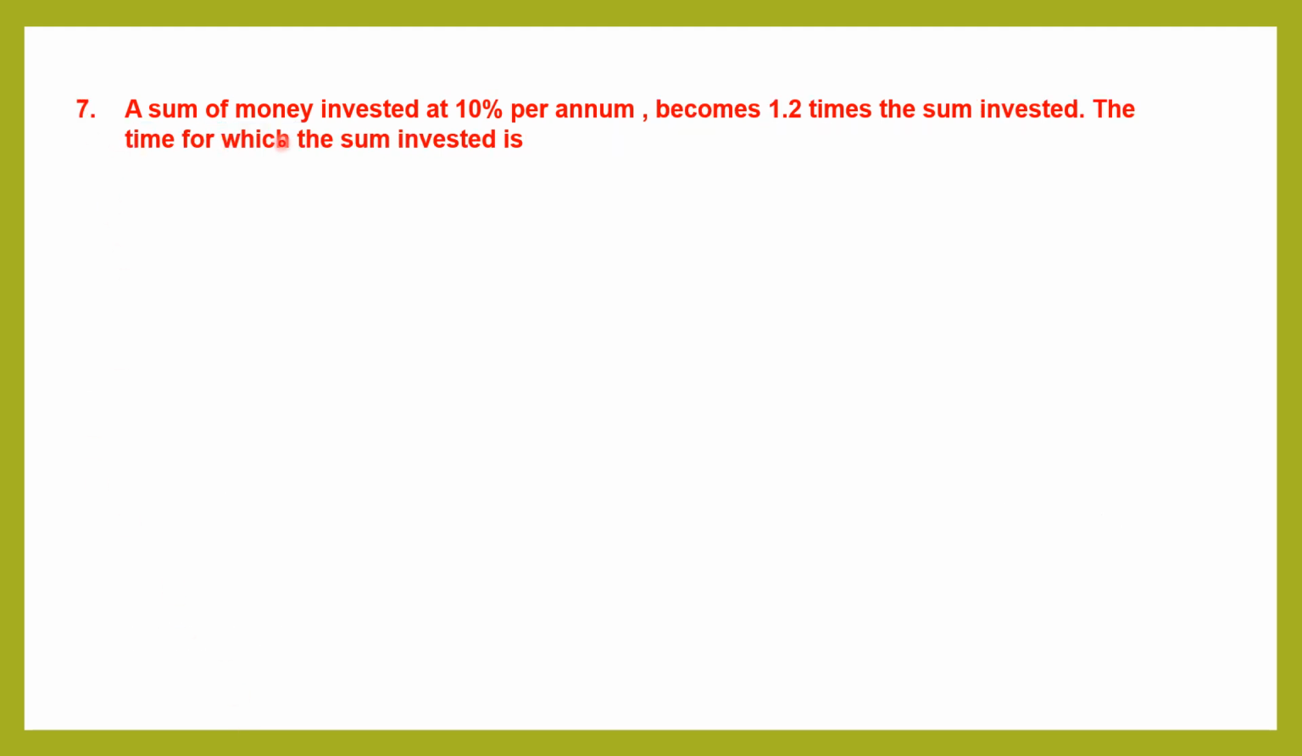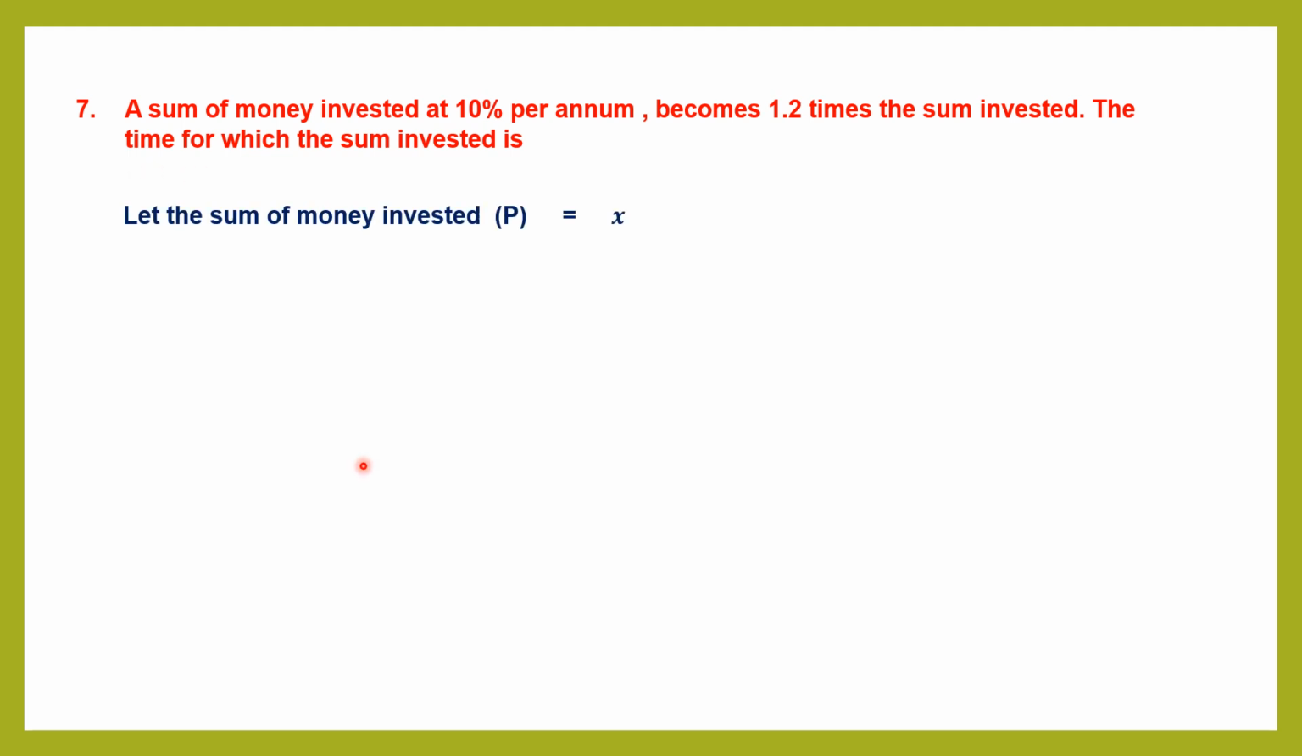Question 7. A sum of money invested at 10% per annum becomes 1.2 times the sum invested. So here we are not talking about the interest. We are talking about how much this amount of money is going to become. And then we are asked to find the time.